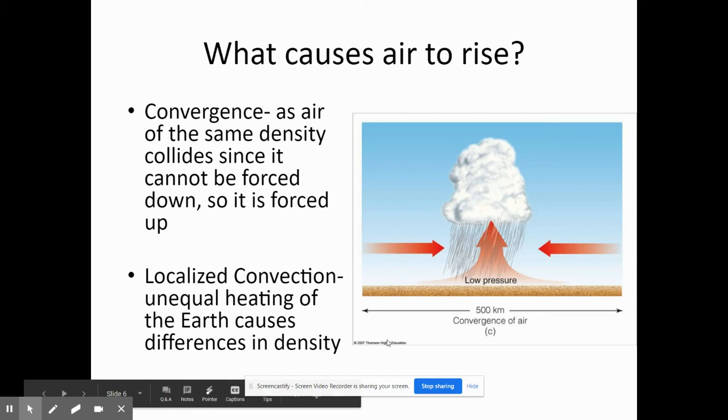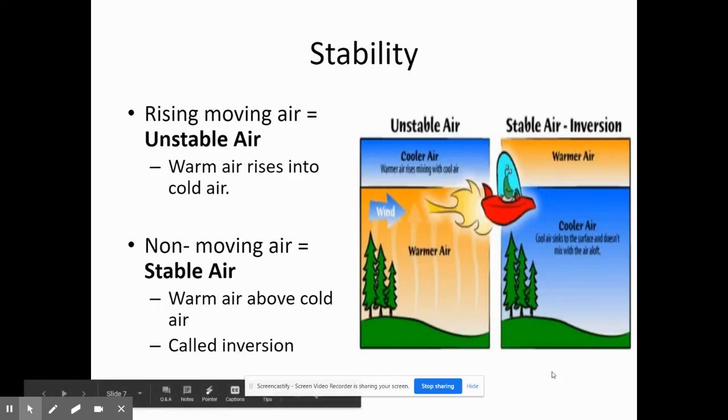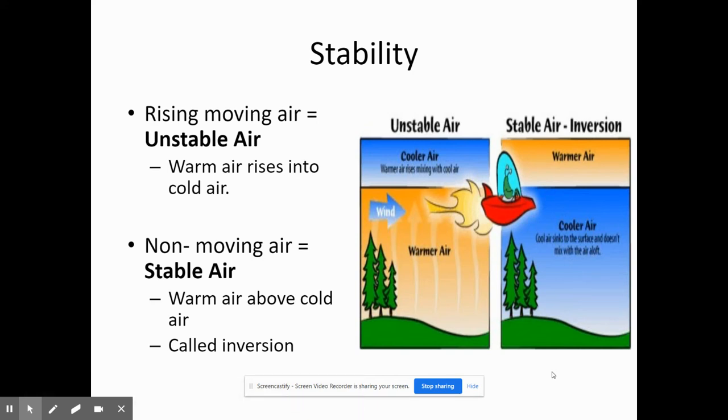Localized convection. Unequal heating of the Earth causes differences in density. So that's because of convection that you have those unequal areas of pressure. Stability. Rising moving air is unstable. Warm air rises into colder air.